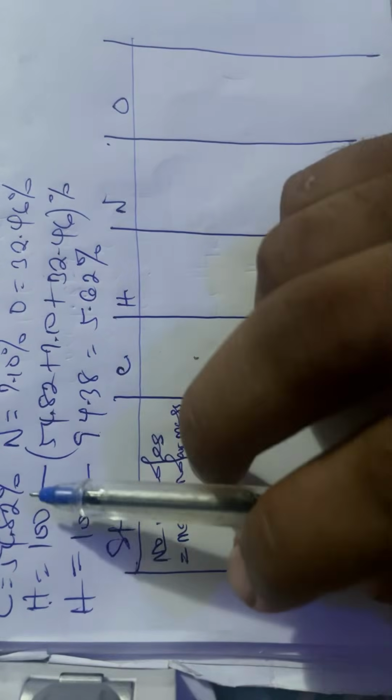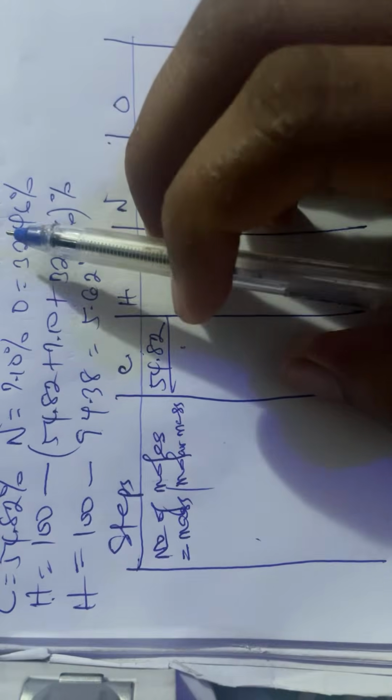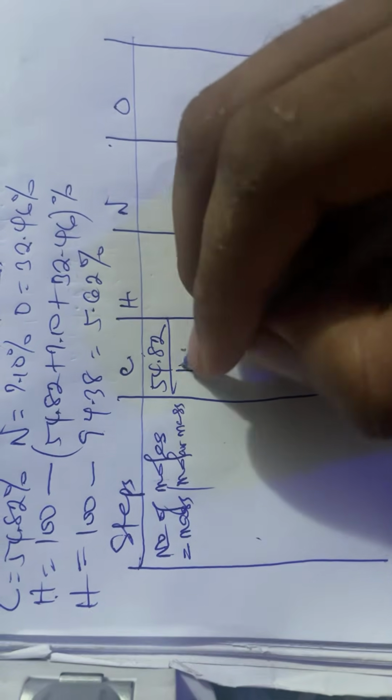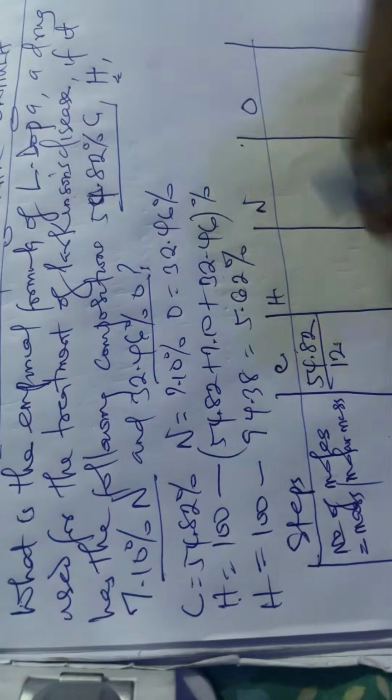So what do I mean for carbon? The percentage by mass for carbon is 54.82. Now divide it by the molar mass. The molar mass of carbon is 12. Carbon is 12. In fact, you are even supposed to have it in the question.